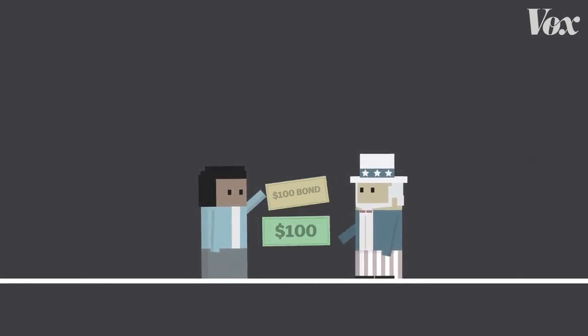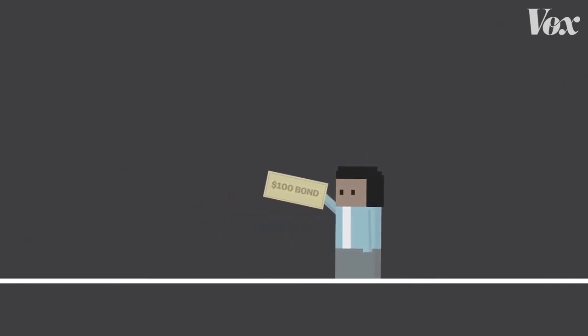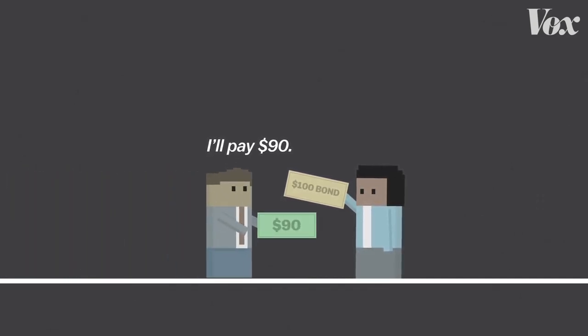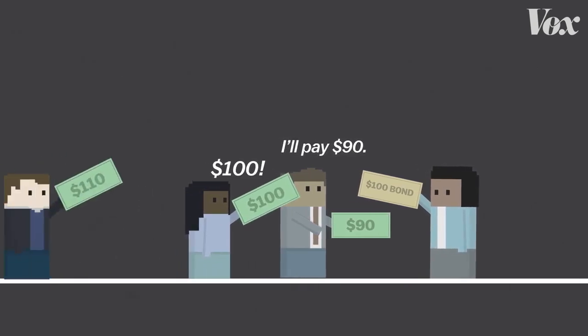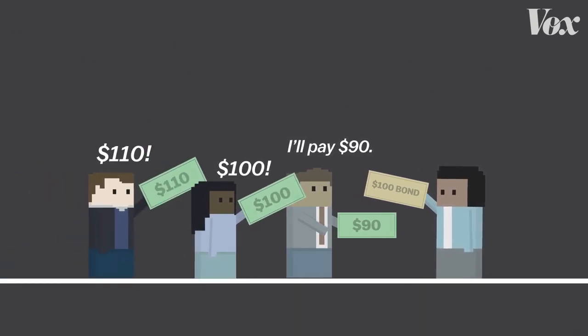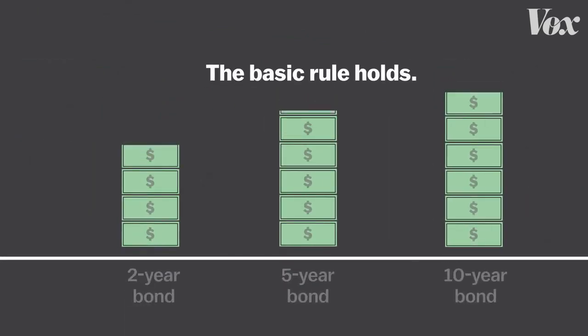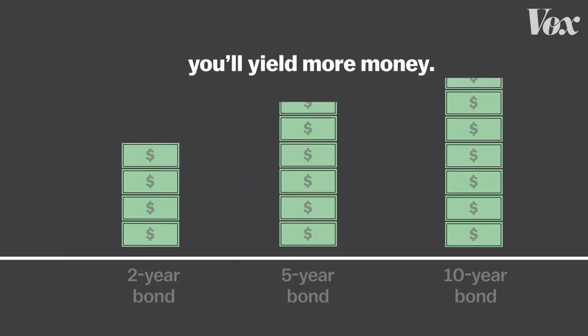Next, you need to understand that most people don't buy bonds from the government. They buy and sell them from each other in the secondary market. And the prices change based on how much demand there is for a bond. This basically means that the amount of profit you could make on each bond changes every day. Still, the basic rule holds. If you let the government keep your money for longer, you'll yield more money.